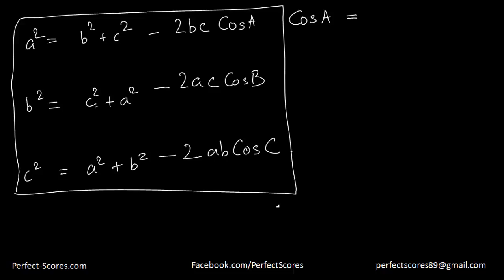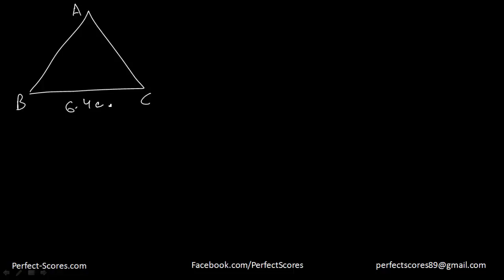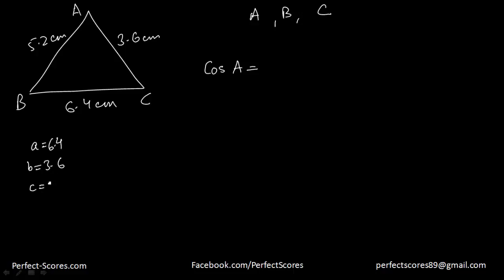I suppose you're understanding this point, guys, and let's go ahead and solve a question on this, just to be sure. Let's suppose I have this question. The question says that I have this triangle ABC. This is A, this is B, and this is C. This is 6.4 centimeters, this is 5.2 centimeters, and this is 3.6 centimeters. I want to find angle A, angle B, and angle C. So the value of a is 6.4, the value of b is 3.6, and the value of c is 5.2.